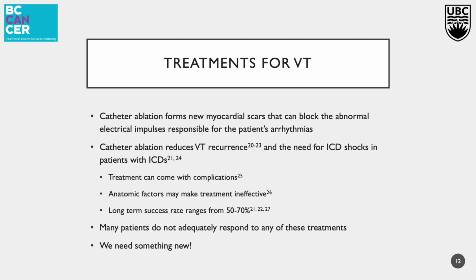So then the third option, catheter ablation, is a procedure in which a thin tube is routed through a blood vessel to the heart in order to form new myocardial scars intentionally that can block the abnormal electrical impulses responsible for the patient's arrhythmias. So essentially it targets any non-scarred tissue within the pre-existing scar to prevent re-entry. Now, clinically speaking, catheter ablation does reduce VT recurrence and the need for ICD shocks in patients with ICDs. But again, long-term success rates only range from about 50 to 70%. The treatment can come with complications, as with any surgical procedure, and for some patients, anatomical factors may make treatment ineffective. So many patients don't adequately respond to any of these treatments, meaning we need something new.